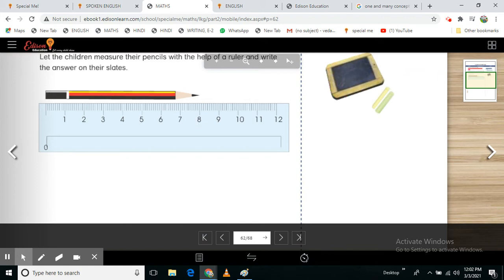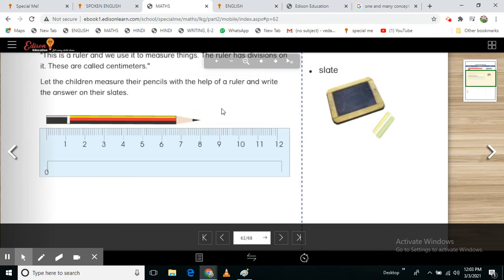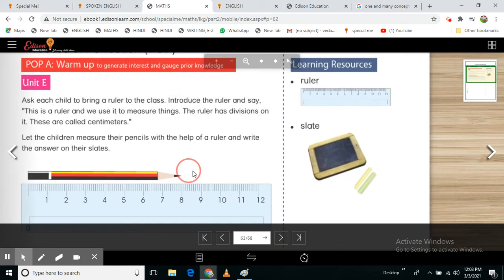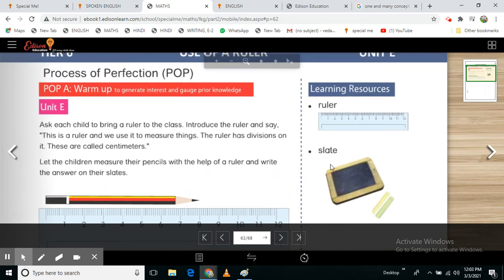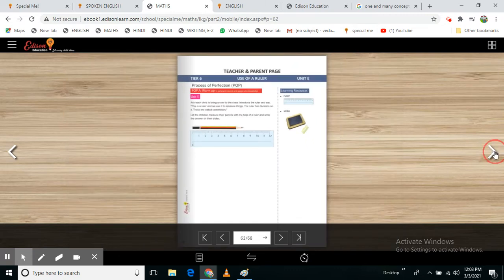Okay, in this way you can measure many more things with the ruler, right? You can measure your pencil box, you can measure your tiffin box, you can measure your pencils, and you can measure clothes with the ruler also, right? Now, learning resources: ruler and slate, chalks, right? So, in this way, you can measure anything with the use of ruler, right? Okay, now move to the next page.